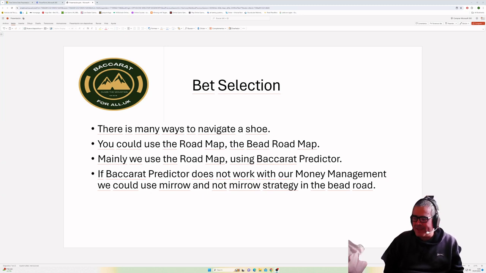So we are going to start with bet selection. There are many ways to navigate a shoe, and you just need to find the best way for you. You can reach this through experience, or just through analyzing. You can verify in any of the ways.